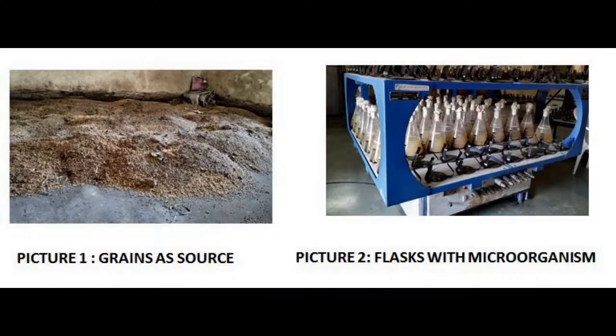Now, I'll show you two pictures. In the first picture, these are the grains. In the second picture, what you can see is the flask, and in these flasks the microorganisms. Here Azotobacter is there, and when we mix this Azotobacter with this grain, what will the Azotobacter do? It will convert the grain into the fertilizer. How? By fermentation.